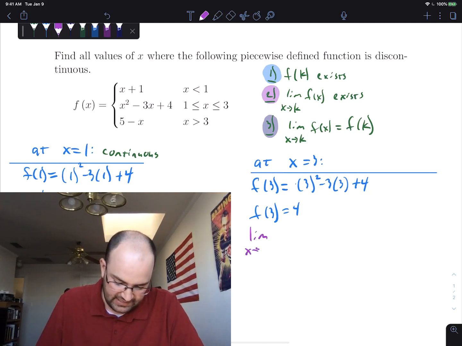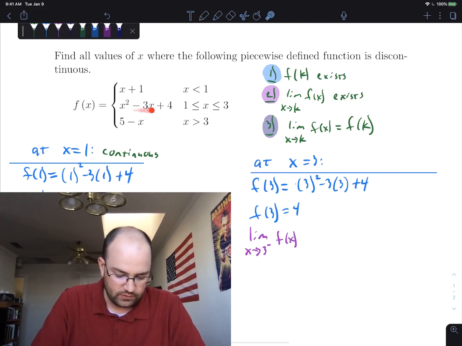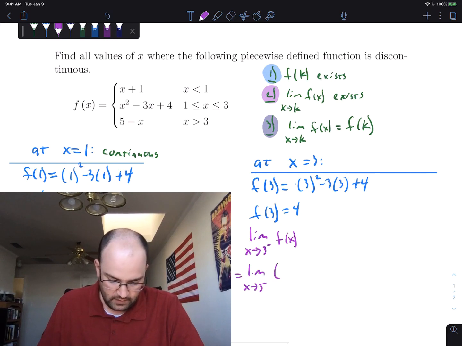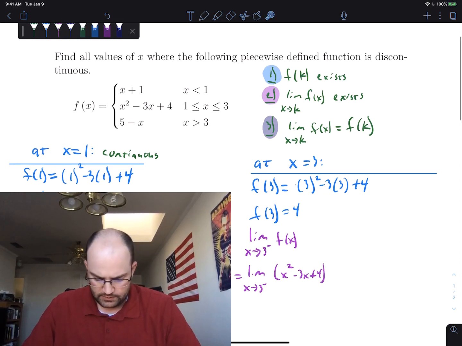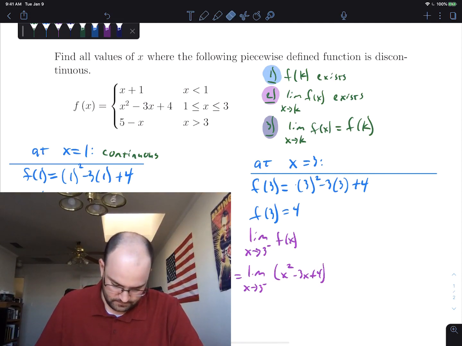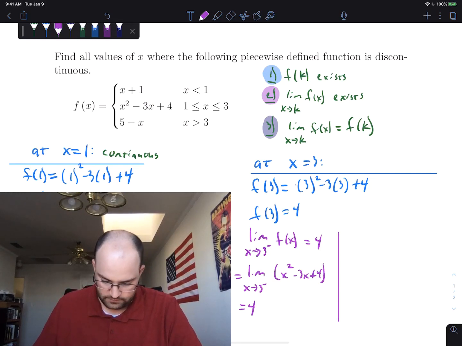So the limit as x approaches 3 from the left for the function, and that's going to be here, and we're going to use this definition. So that would be the limit as x approaches 3 from the left of x squared minus 3x plus 4. Notice that you can just plug in the 3, and that's actually going to give you the 4 here. Good. So the limit as x approaches 3 from the left is 4.